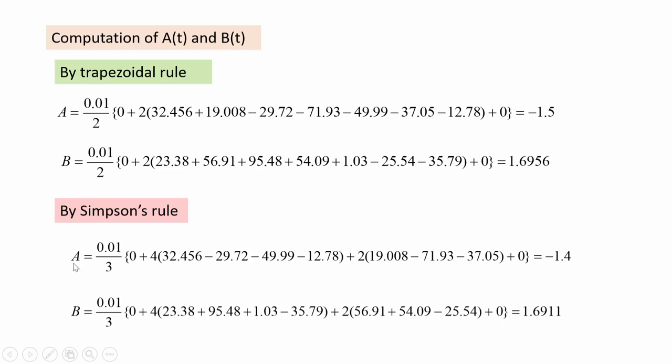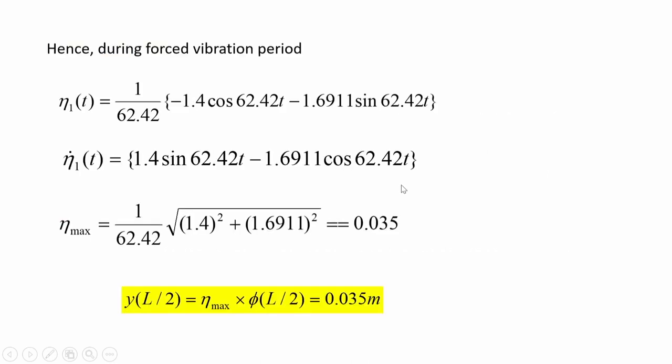So the value of A applying Simpson's rule becomes minus 1.4, and it is very close to the trapezoidal rule value, that is minus 1.5. Then again B is 1.6911, whereas in the trapezoidal rule we are getting 1.6956.